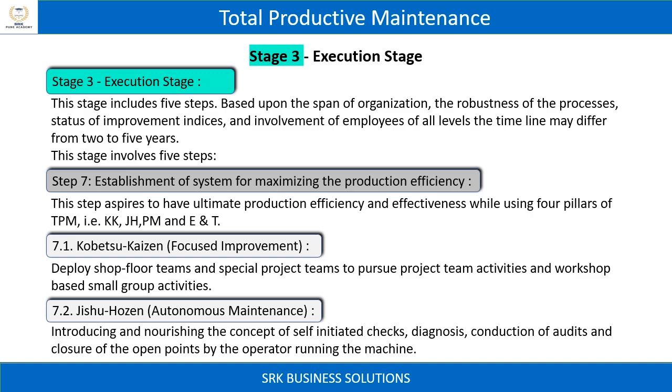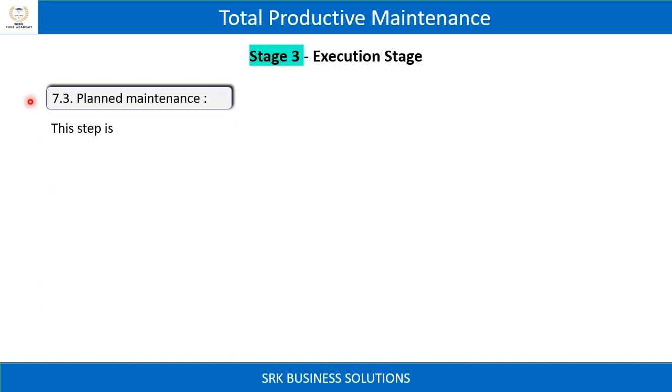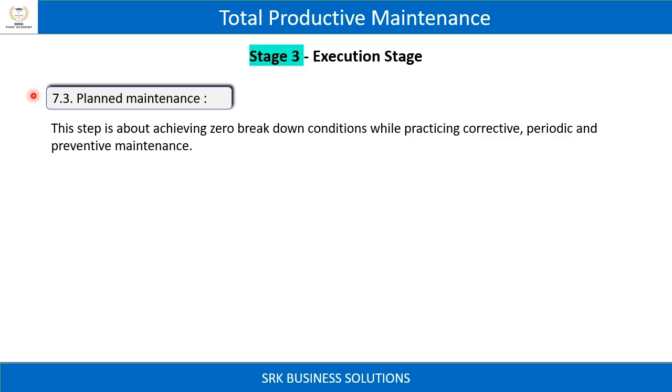7.2 Jishuhosen. Introducing and nourishing the concept of self-initiated checks, diagnosis, conduction of audits, and closure of the open points by the operator running the machine. 7.3 Planned maintenance. This step is about achieving zero breakdown conditions while practicing corrective, periodic, and preventive maintenance.